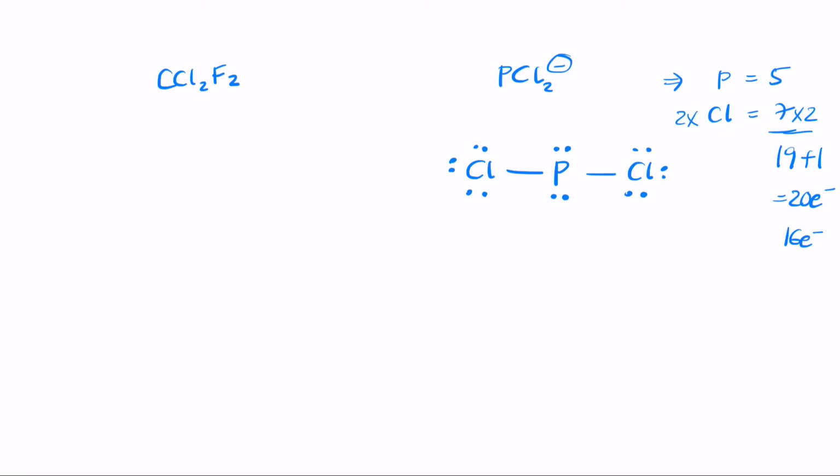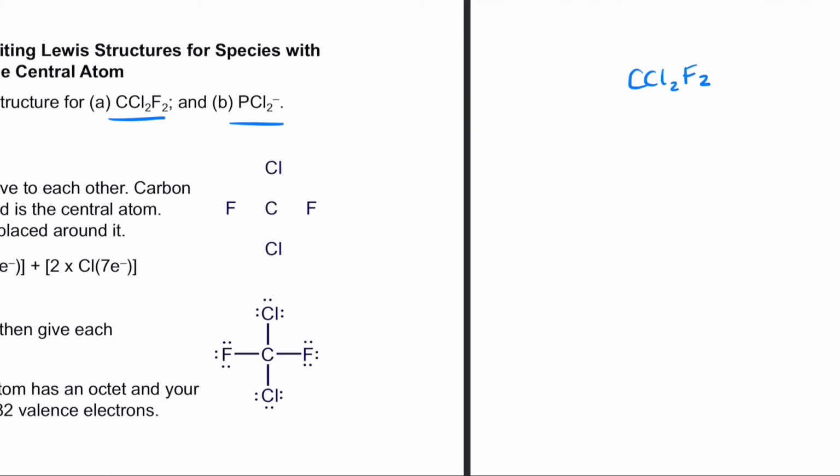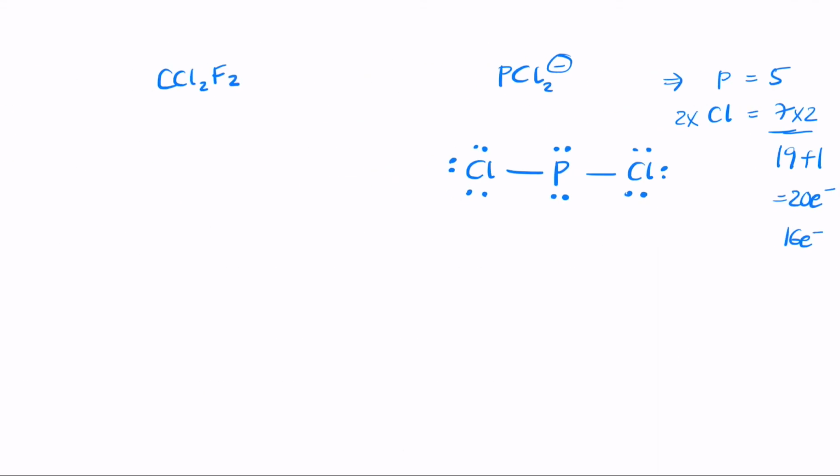Here is where the minus in PCl2 minus comes in. This is how we show that the structure has an excess electron: we put it in brackets and write the negative charge. It means there is an excess electron inside the original structure. This is how we write the structure for PCl2 minus, when you have an extra charge. If there is a positive charge, subtract 1 electron. If there is a negative charge, add 1 electron.